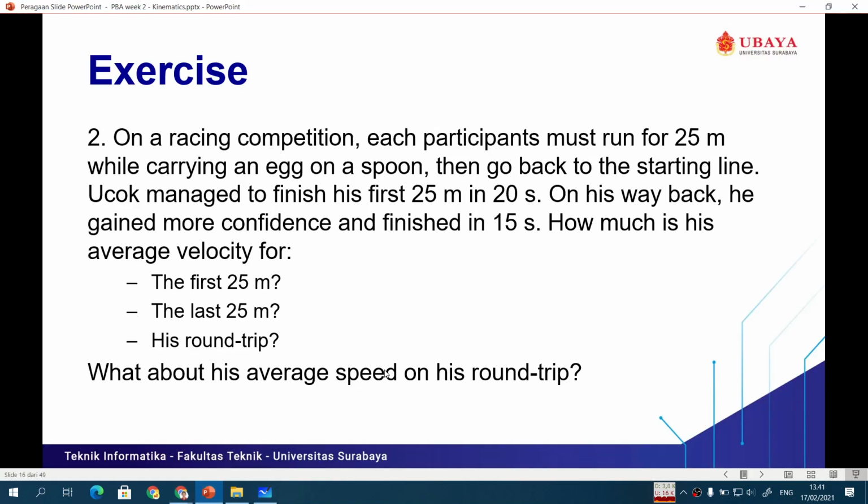For the average speed, I think you can calculate it on your own. With these exercises, I hope you understand the difference between average speed and average velocity. Any questions, maybe?